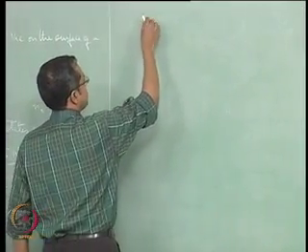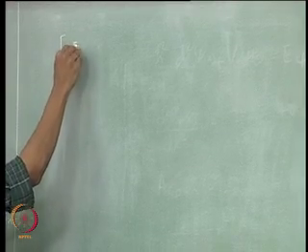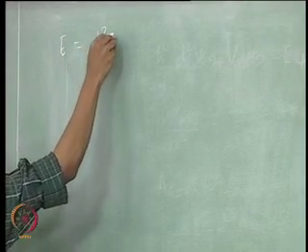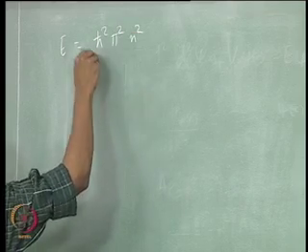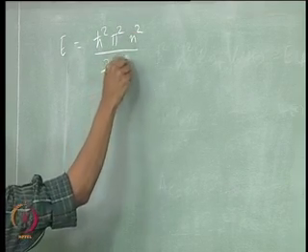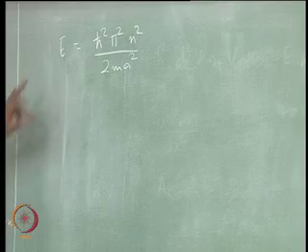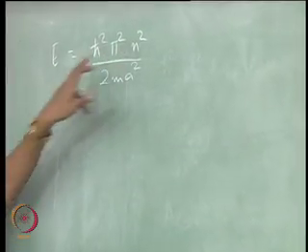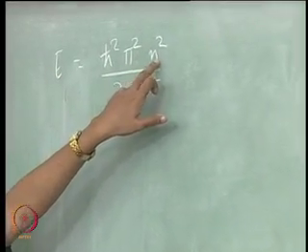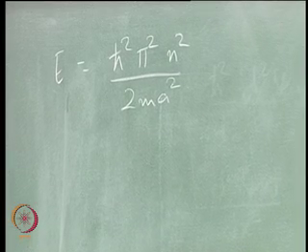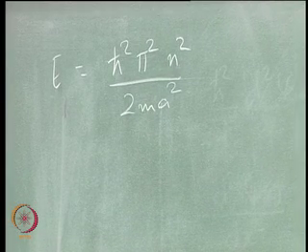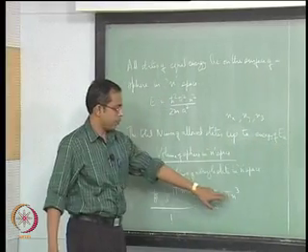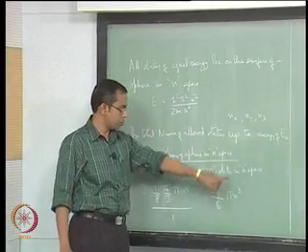We wrote energy as h bar square pi square n square by 2 m a square. So we now have a relationship between energy and the quantum number, and we already have a relationship between the total number of allowed states up to an upper limit of energy E n and the same quantum number. So we have those two relationships.